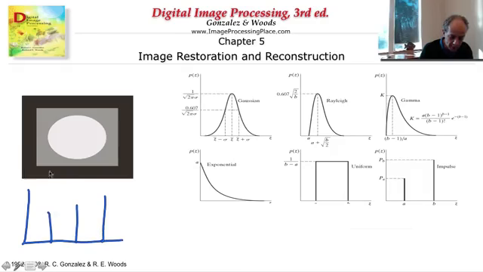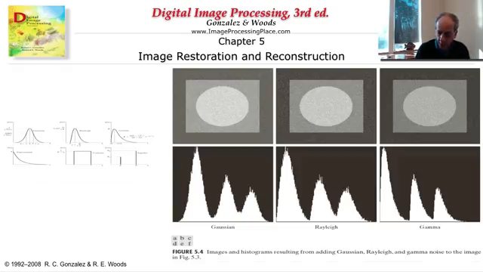One stands for the black region, one stands for the gray region, and one stands for this lighter region. And the height of each depends on the area of each one of the regions. So when we add noise with each one of these distributions, how is this histogram going to change? It's going to change from these 3 delta functions to something else. Let's see what happens. So here we see 3 examples already.